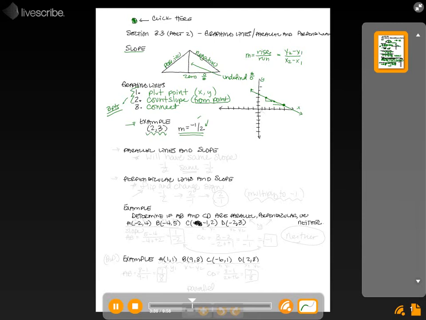Just make sure that when you count the slope, you're counting from the point you plotted. Don't go back to the origin. That's usually the common mistake I see. People will go to the origin here and count from there. You count from the point that you plotted.